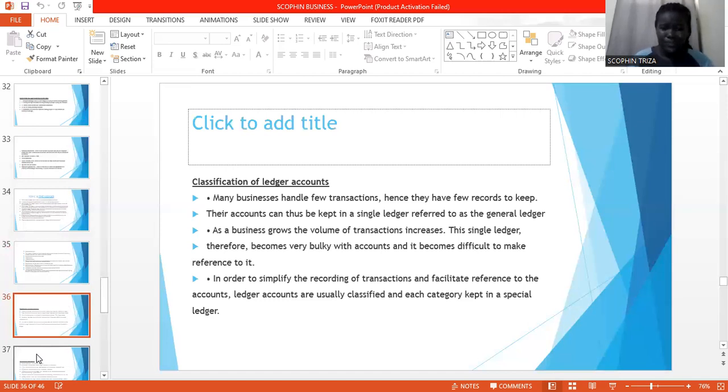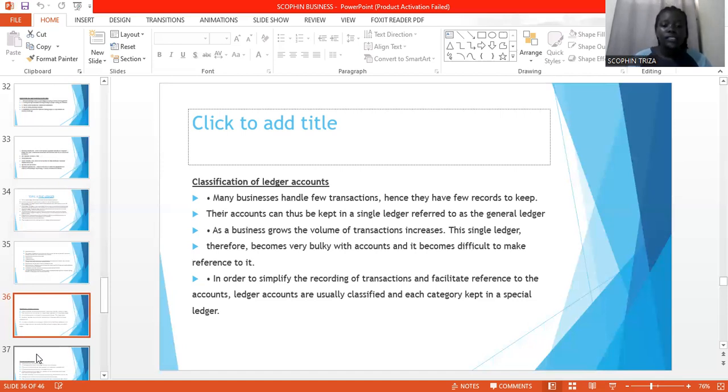ledger account. Many businesses handle few transactions, hence they have few records to keep. Their accounts can thus be kept in a single ledger referred to as a general ledger. Another classification of a ledger account: as a business grows, the volume of transactions increases. Now, these single ledgers therefore become very bulky and it becomes very difficult to make references to them.